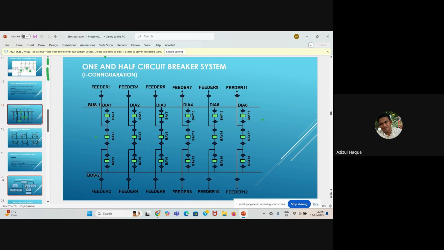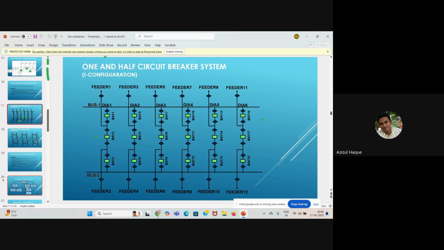This is a very big improvement, and that's why in all 765 kV and 400 kV systems, this 1.5 breaker system bus bar scheme is mostly used. Rarely you will find double main and transfer bus. Mostly you will see this 1.5 breaker system.